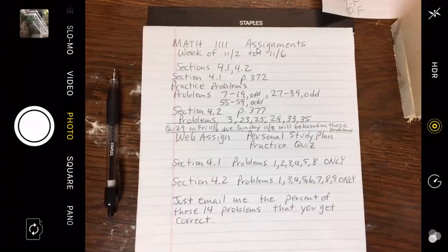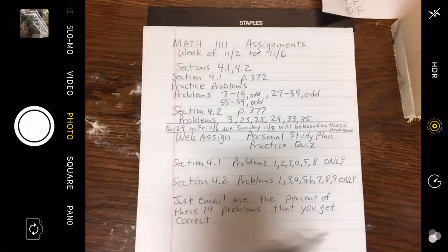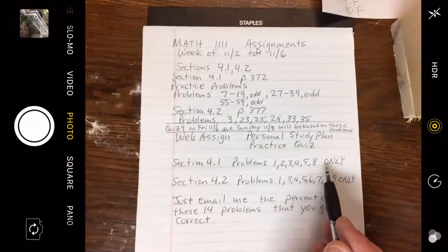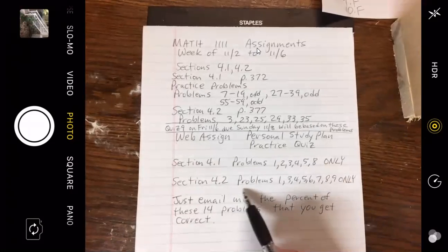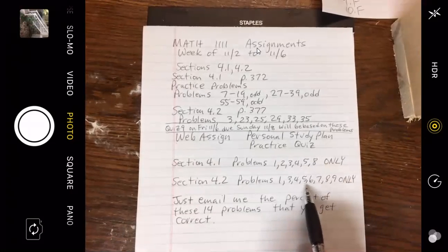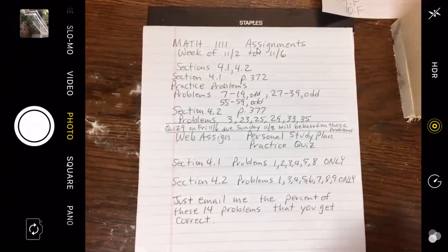And from WebAssign, personal study plan, section 4.1, problems 1, 2, 3, 4, 5, and 8 only. Section 4.2, problems 1, 3, 4, 5, 6, 7, 8, 9 only. And just email me the percent of these 14 problems that you get correct. There should be 14 problems there. All right.